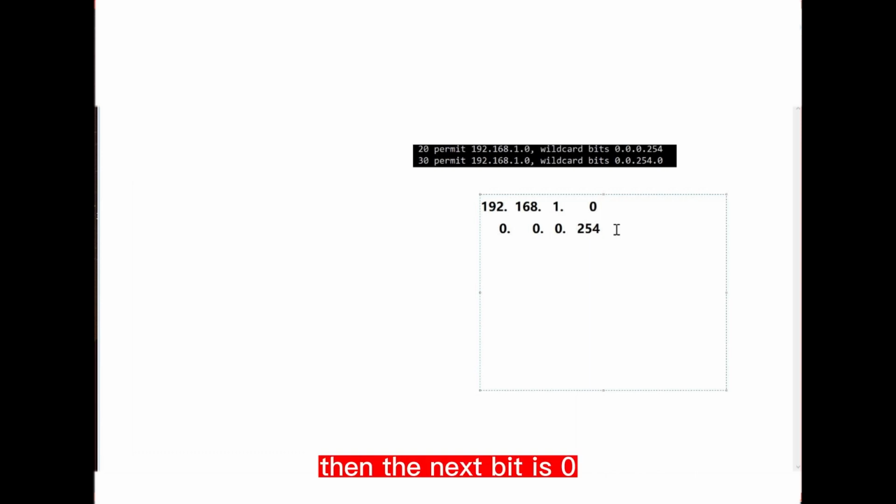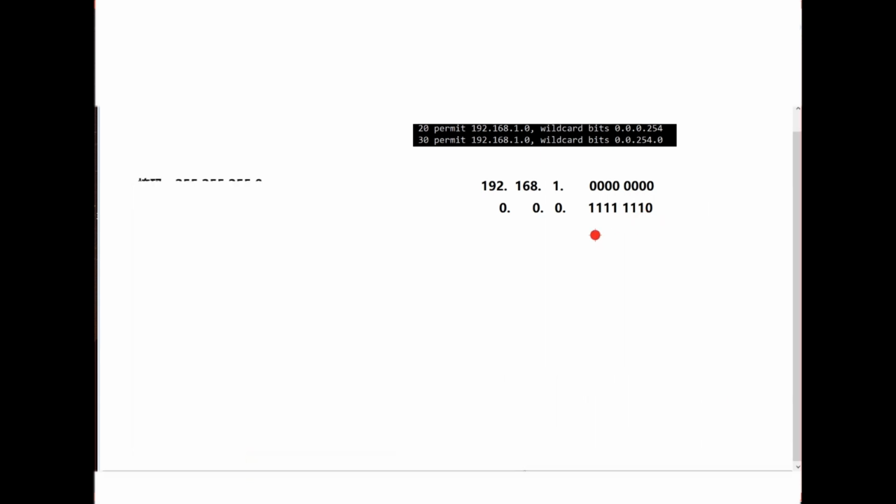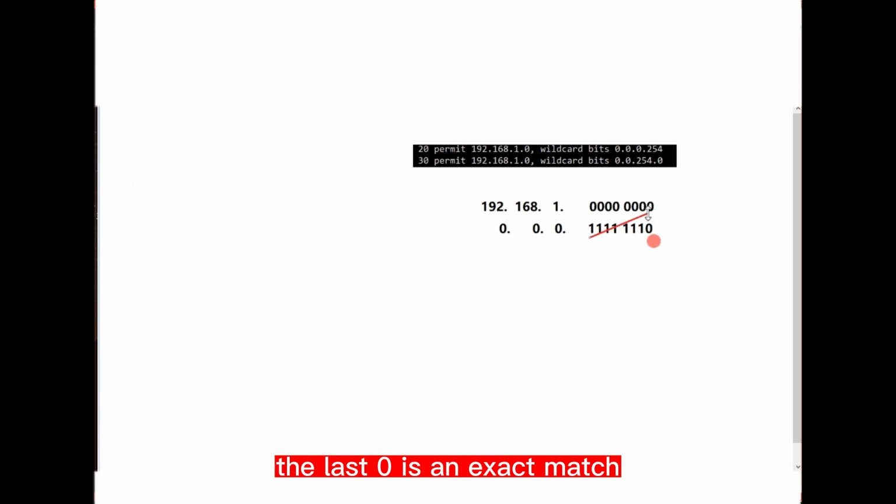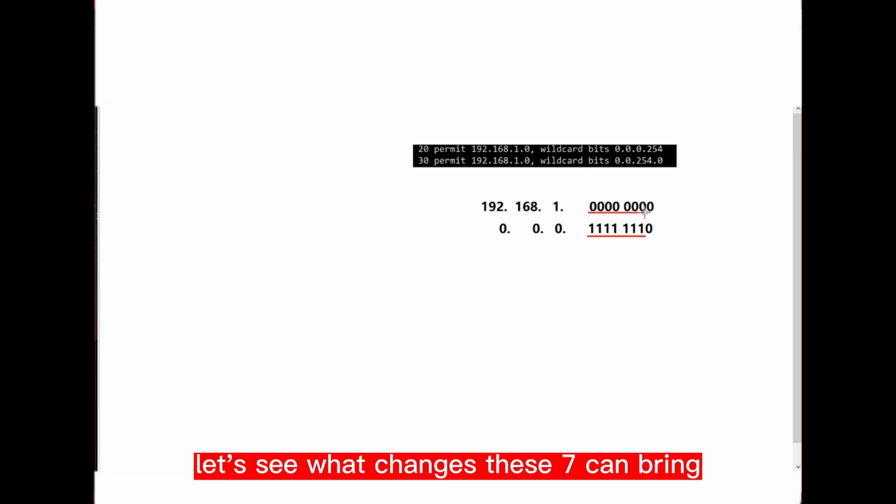Then the next octet is 0.0.0.254. It's actually 8 bits: 254 is 255 minus 1. The last of these 8 bits is 0, so 254 should be 11111110. Now this corresponds to the bit of 0, which represents an exact match. The first 7 bits represent any. The last 0 is an exact match. So when we calculate, let's see what changes these 7 bits can bring.